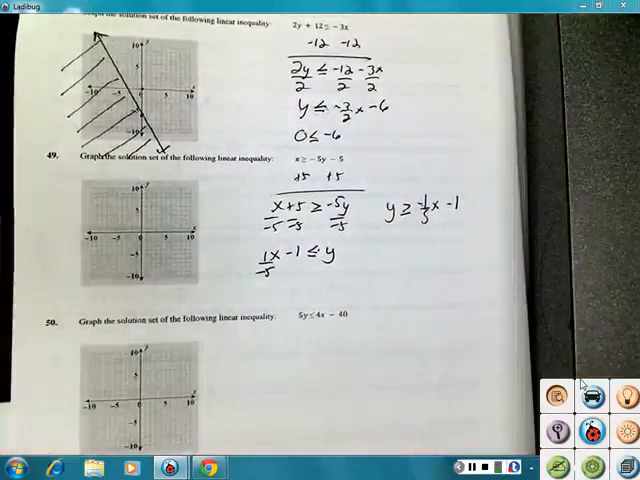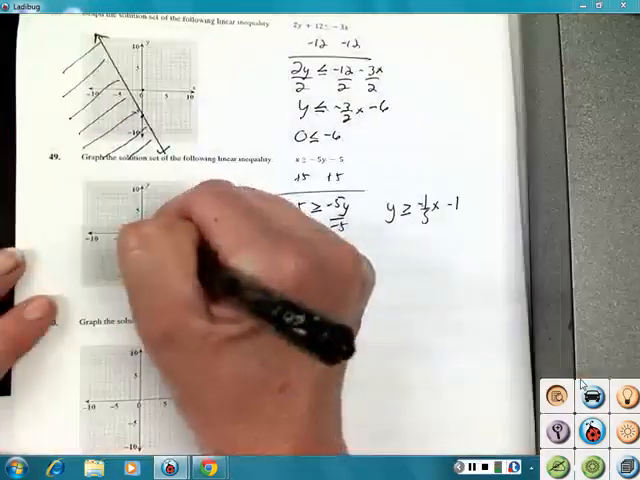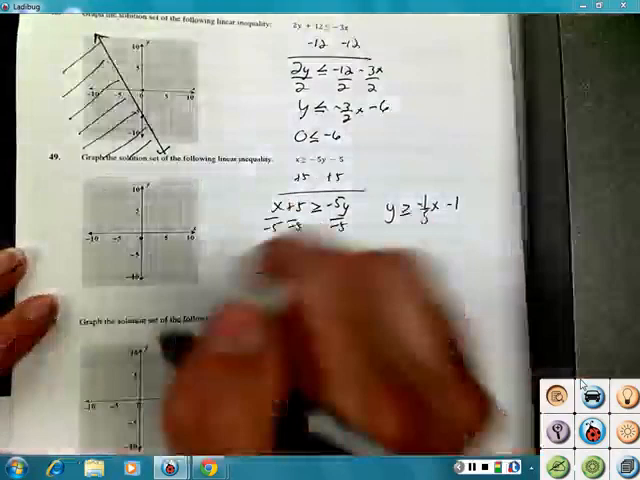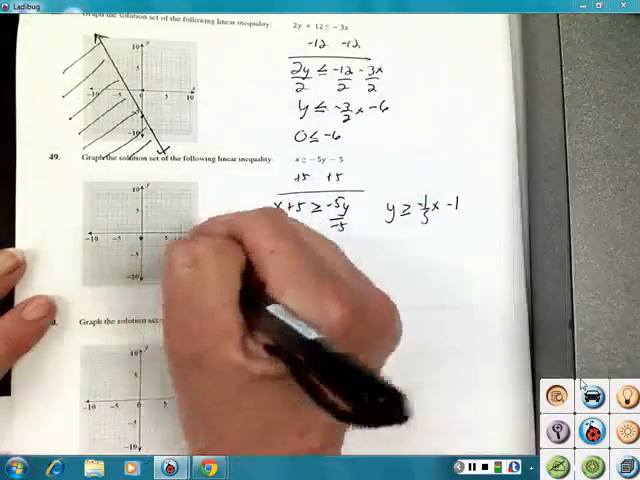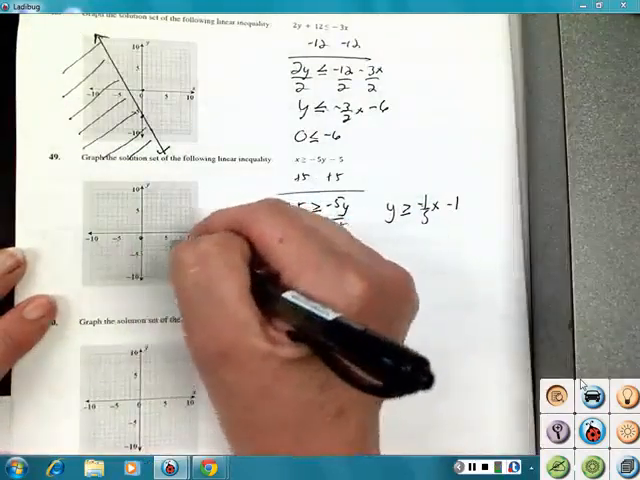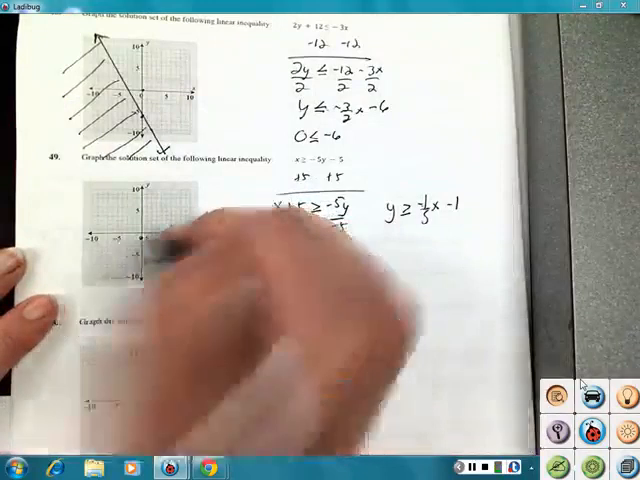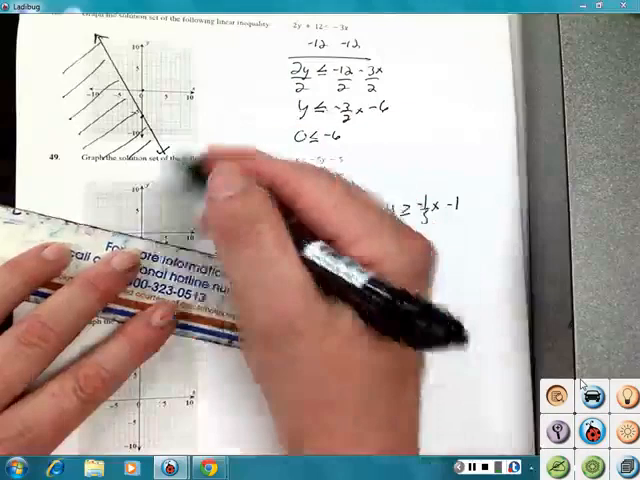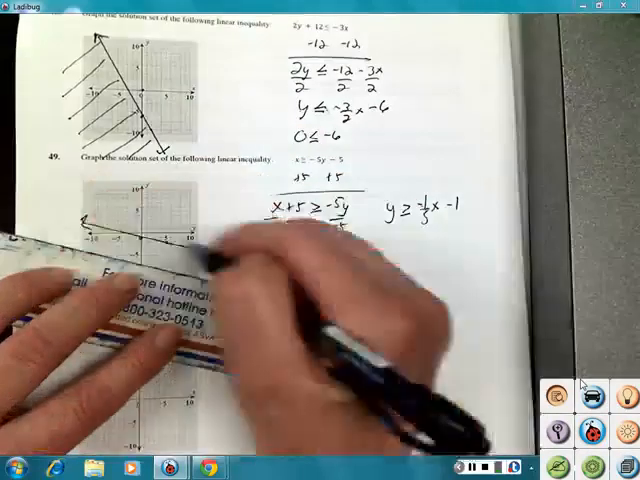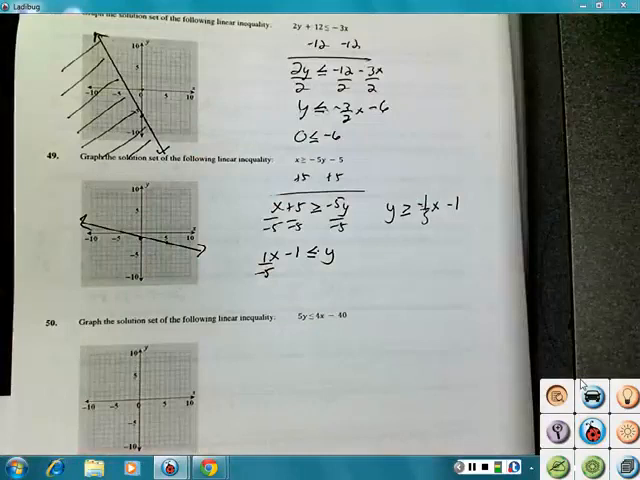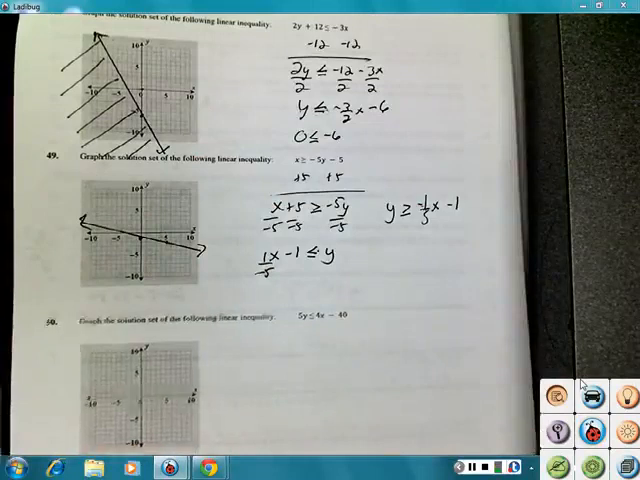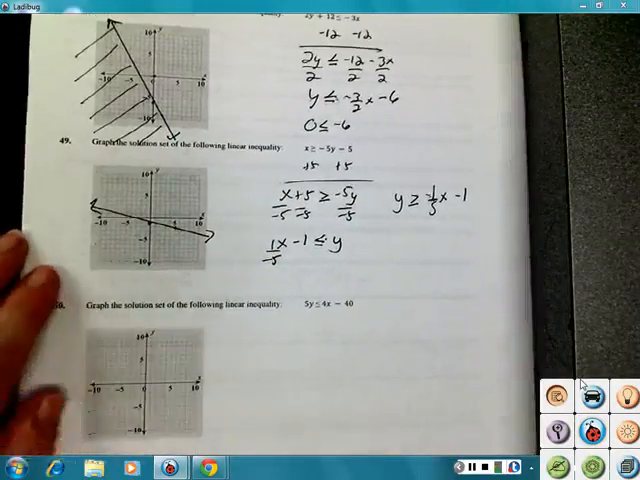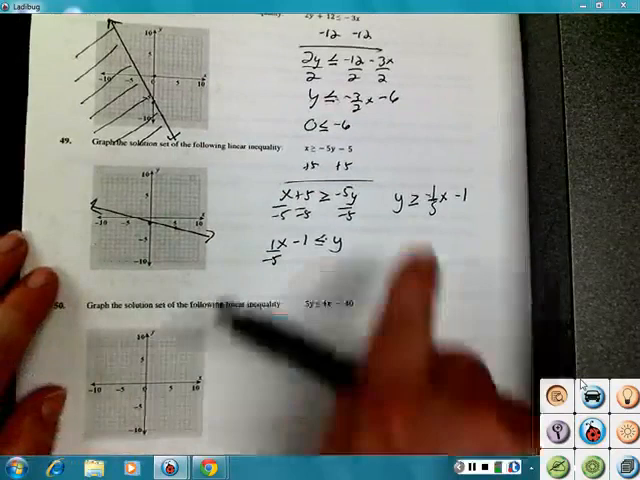Okay, now I can graph it. So I'm at a negative 1. Slope says down 1 and run 5. Connect the two. And now I need to shade. So what side do I shade? That's the way the sign's pointing. What was it? The way I turn is the way it's pointing. The way this is pointing?